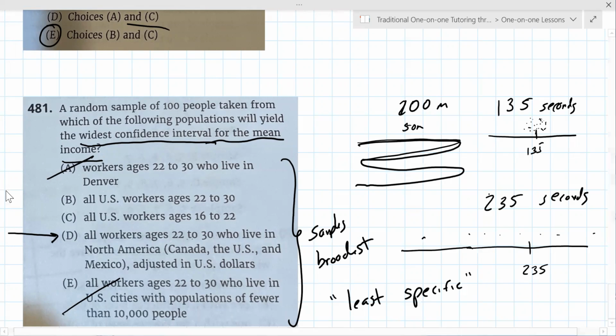But the takeaway for you should be try to draw an analogy to something you already know. Like you can say it's swimmers 22 to 30 who live in Tucson, all US swimmers, if that's a good one for you. And you can change mean income to mean swim time. That may help you with this. Okay.